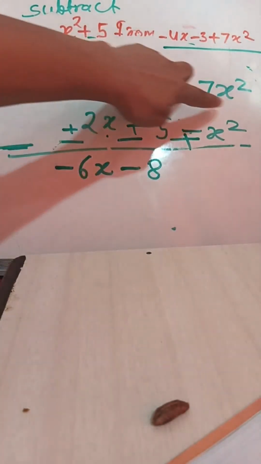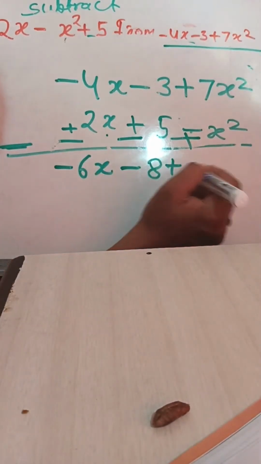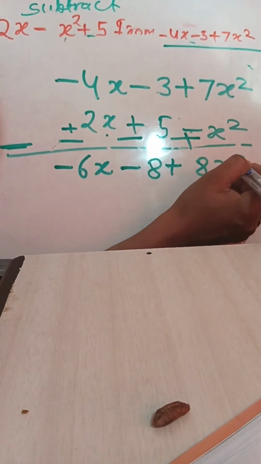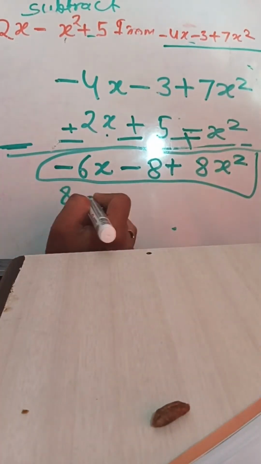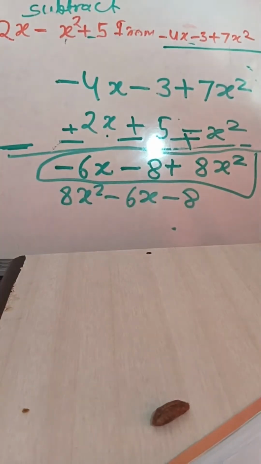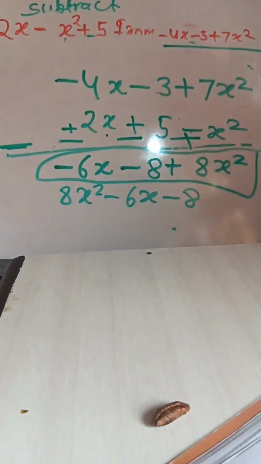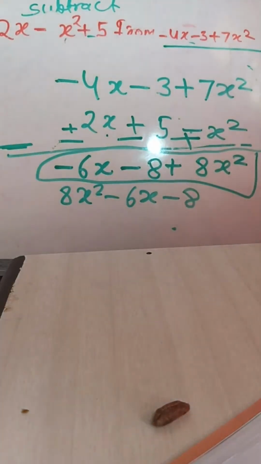Now plus 7x square and plus x square. What does it come to? 7 plus 1 is 8. So we write 8x square. This is our answer. We can arrange this answer like this: 8x square minus 6x minus 8. Is it clear to everyone? We can do it by both methods, by the vertical method or by the horizontal method. Whatever method you like, you can use it for this type of question.